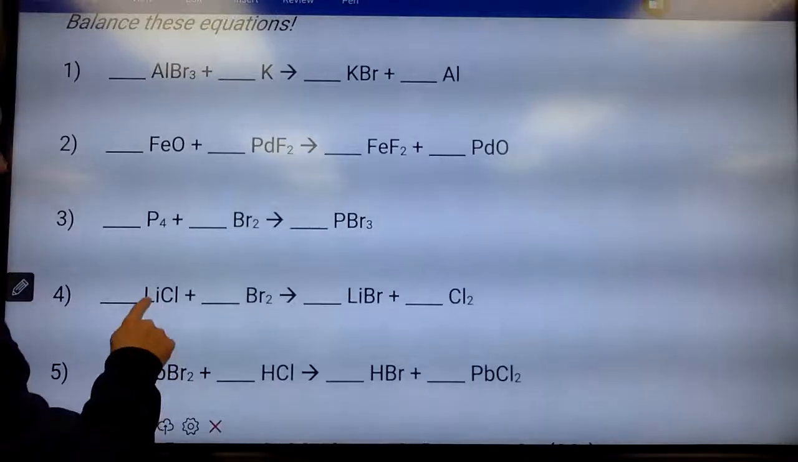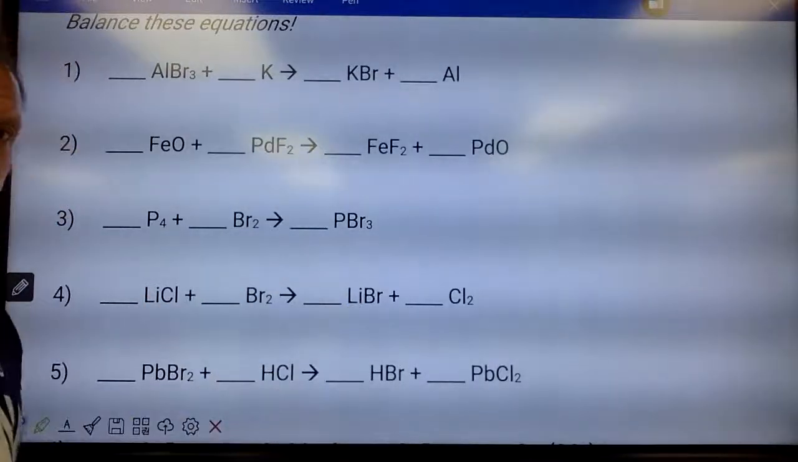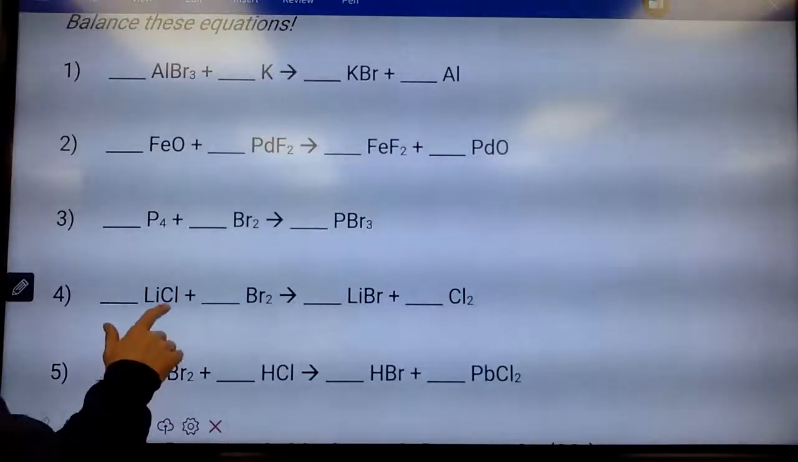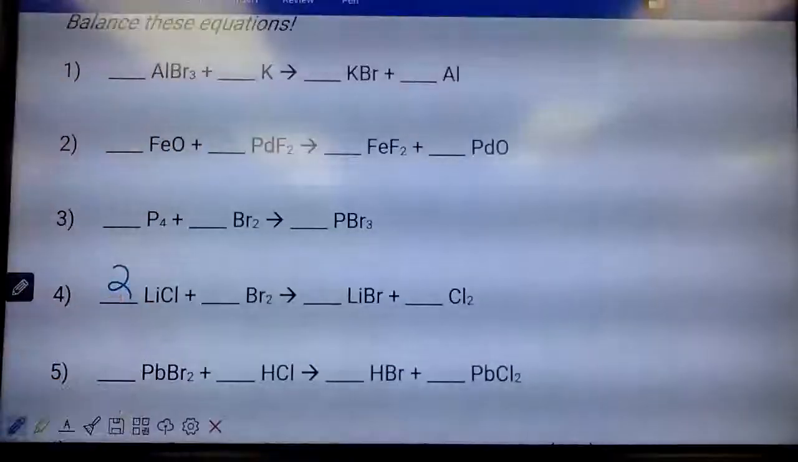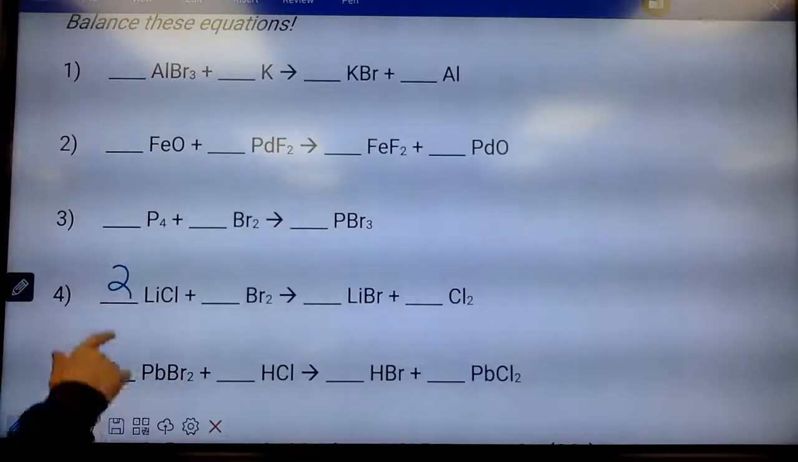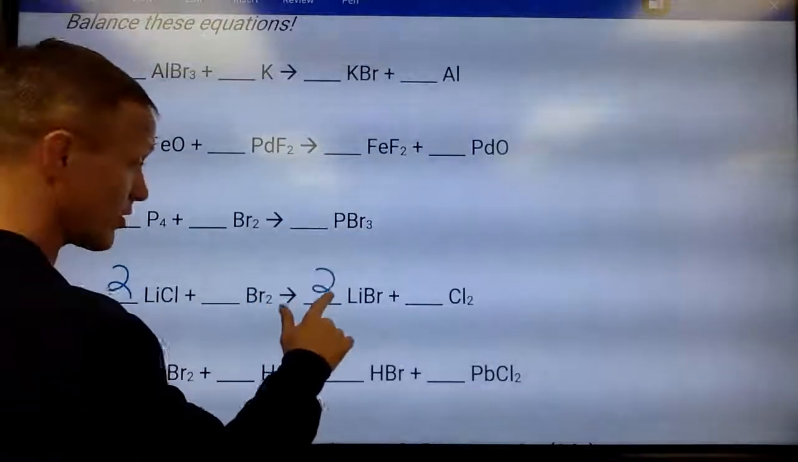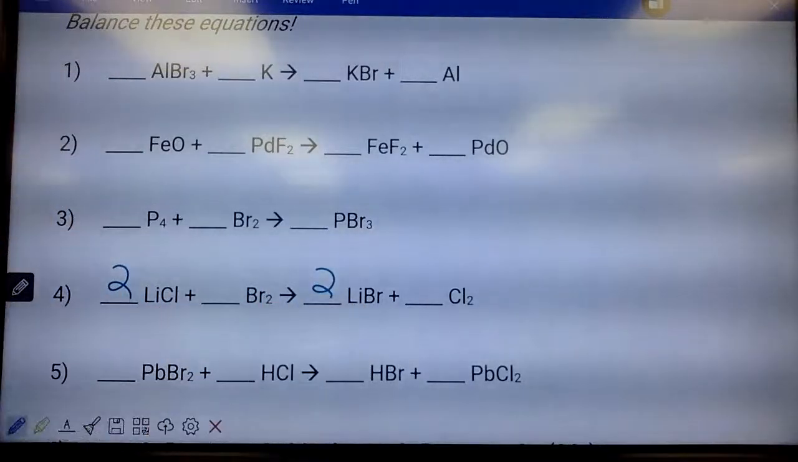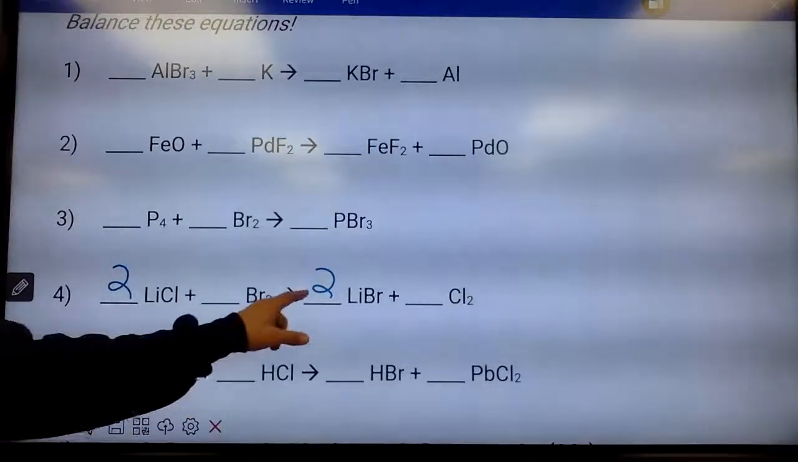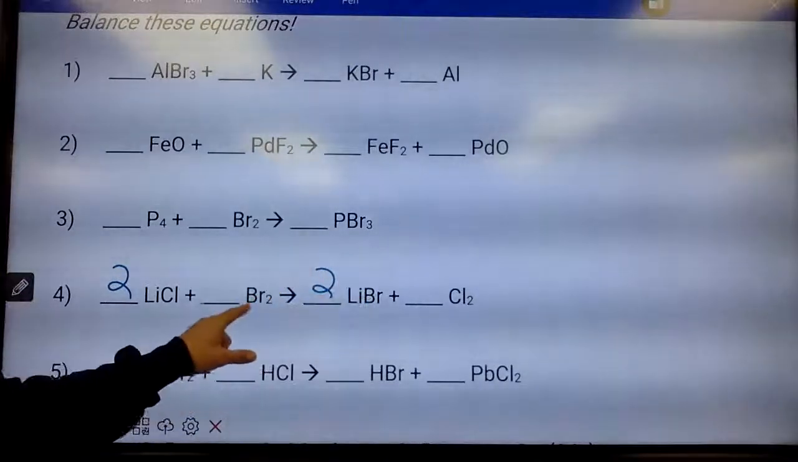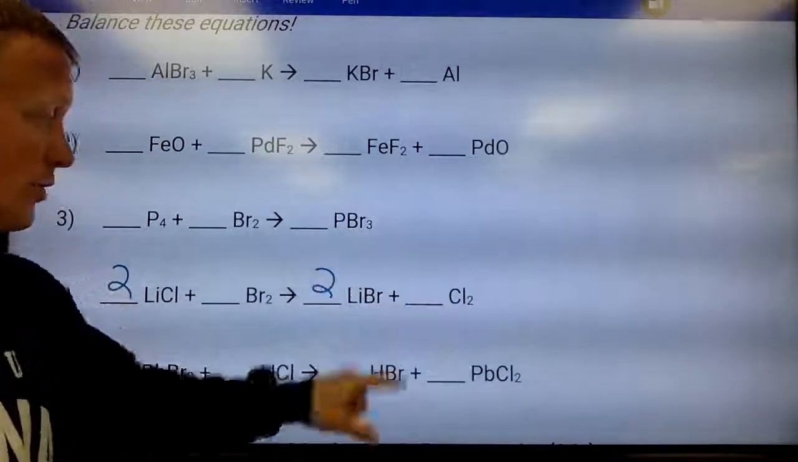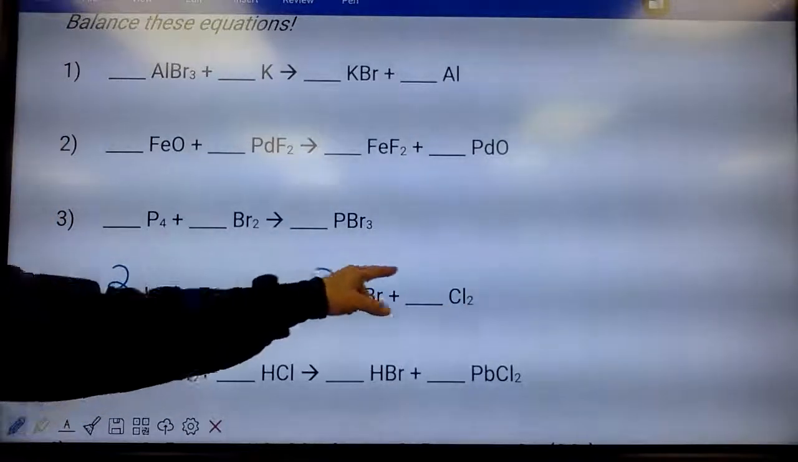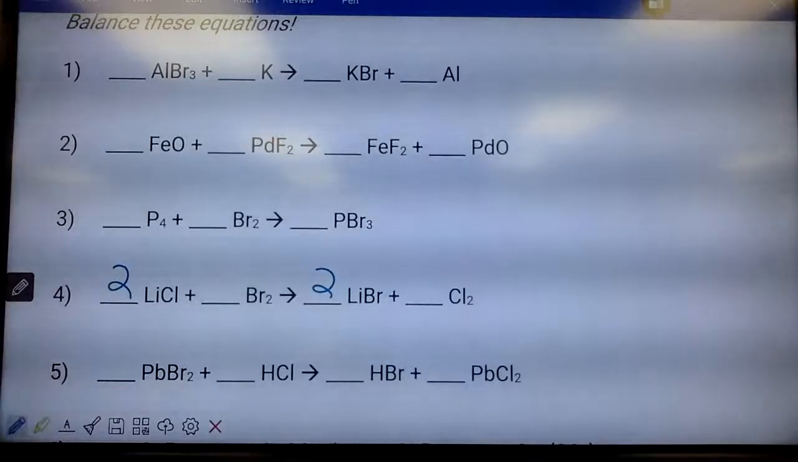Next one down here, you have 1 lithium being produced, 1 chlorine, 2 chlorines being made. So let's put a 2 out in front of that to double our chlorines. Well, that also doubled our lithium, so let's put a 2 back over here to get our lithiums equal. So that 2 means we have 2 lithiums and 2 bromines. There you got 2 bromines. 2 lithiums, 2 chlorines. There you got 2 chlorines. So 2, 1, 2, 1 in the blanks right there.